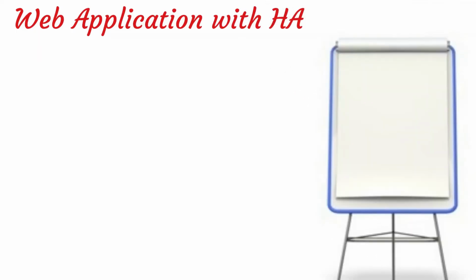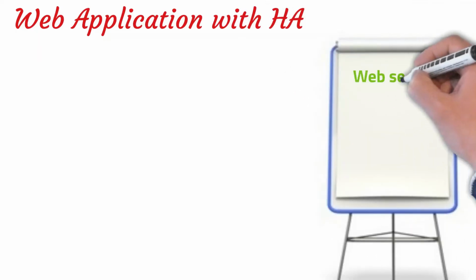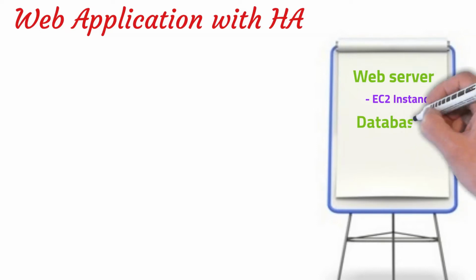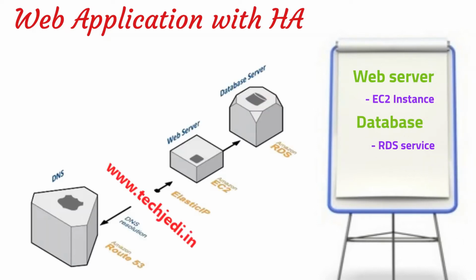Let us build a web application with AWS services, web server running in EC2 instance, and database in RDS service. Let us take the example of launching www.techjedi.in web application with the guidelines from Amazon. It uses Apache Web Server to host application and database in MySQL with RDS service.